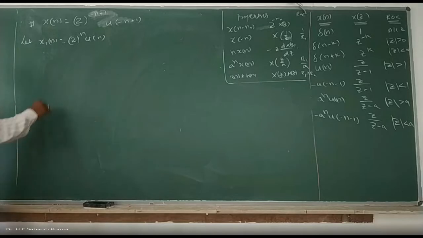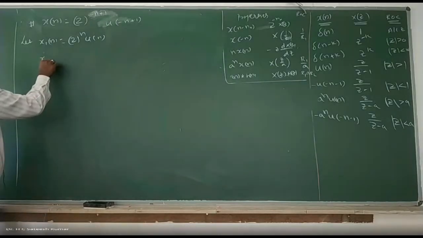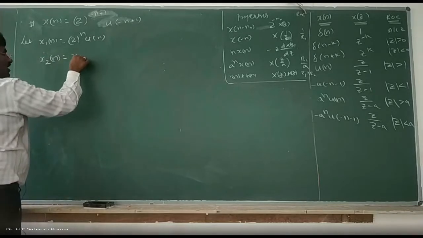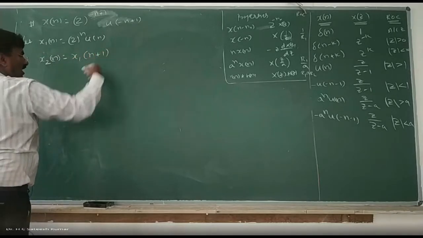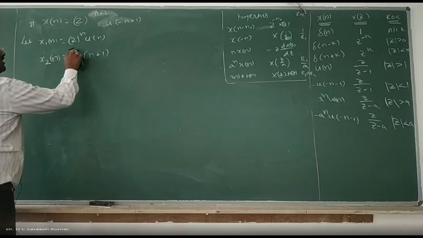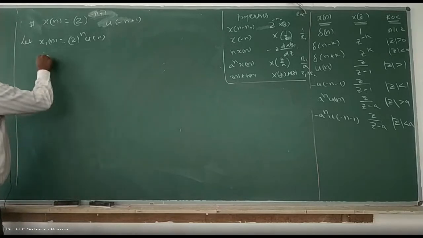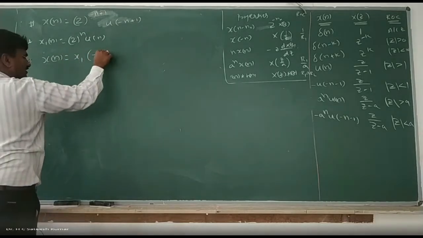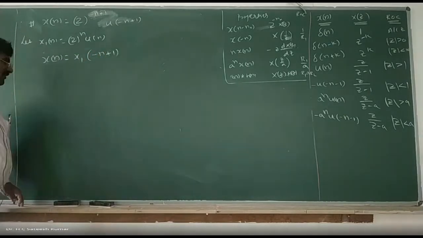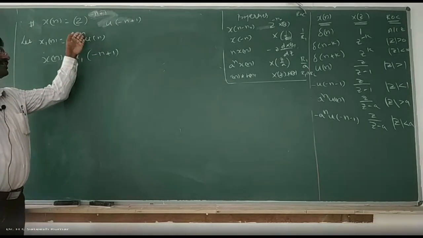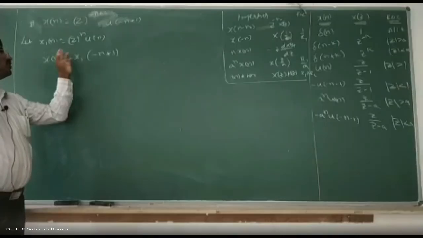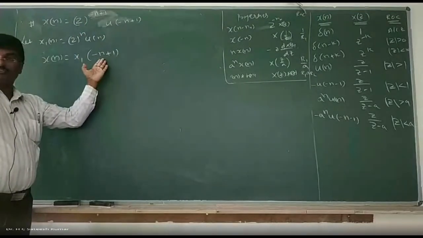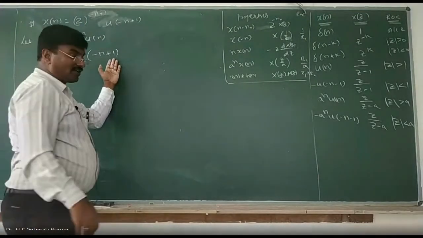So therefore, what you should do? Go for one more substitution. Let x2 of n is equal to x1 of n plus 1. I can't write like this. Sorry, x of n is equal to x1 of minus n plus 1. Sir, can we write like this? Definitely you can write it, but you can write it like this here so that you can substitute in place of n, you put minus n plus 1, you will get this one. But we don't know the formula. What is that? Z transformation of this one. This is not a standard Z transformation.